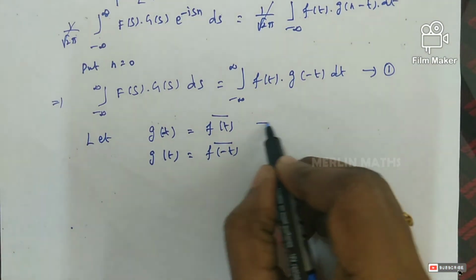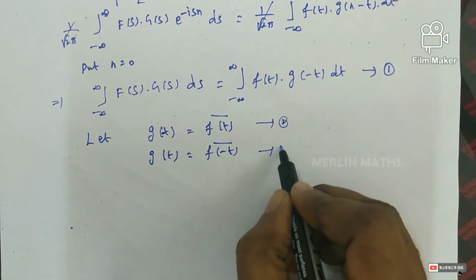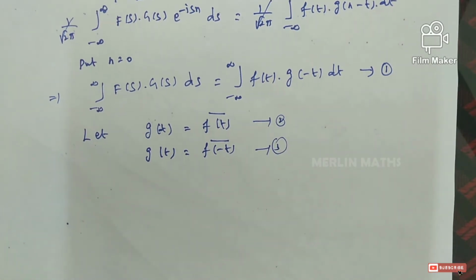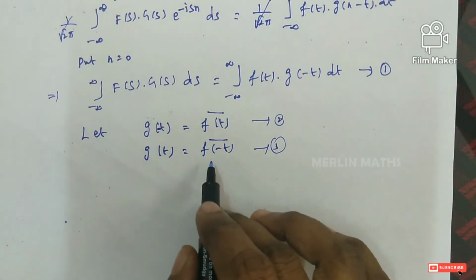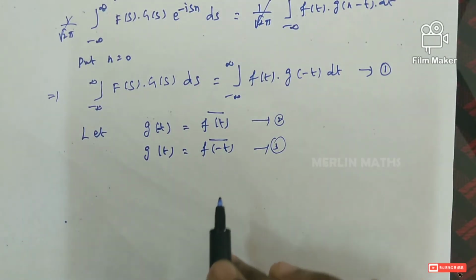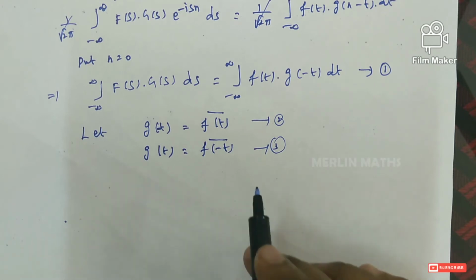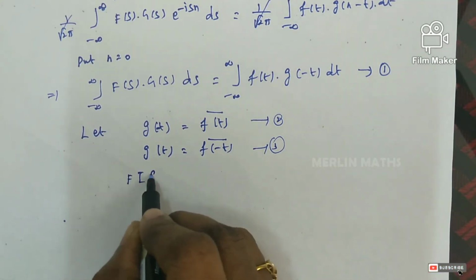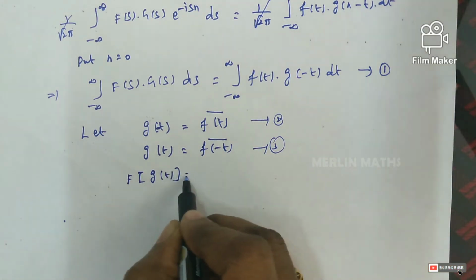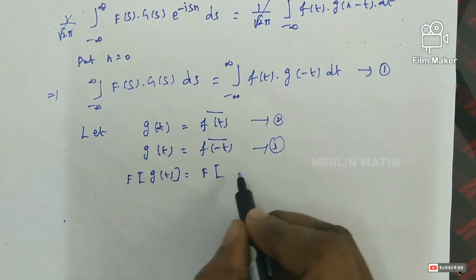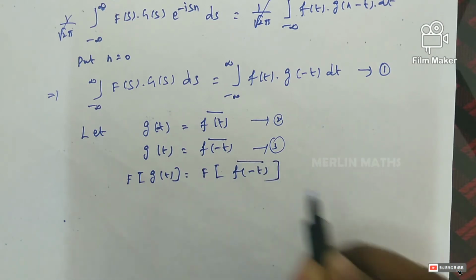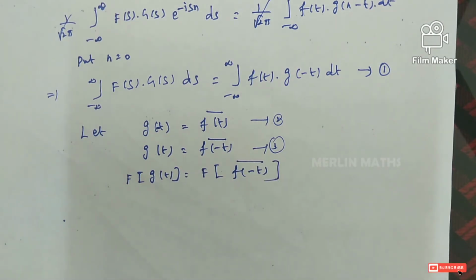We call this equation 2 and equation 3. Now in equation 3, that is g of t equal to f of minus t the whole bar. In this one we are taking Fourier transform on both sides. So what will happen? F of g of t equal to Fourier transform of f of minus t the whole bar. So taking Fourier transform on both sides.